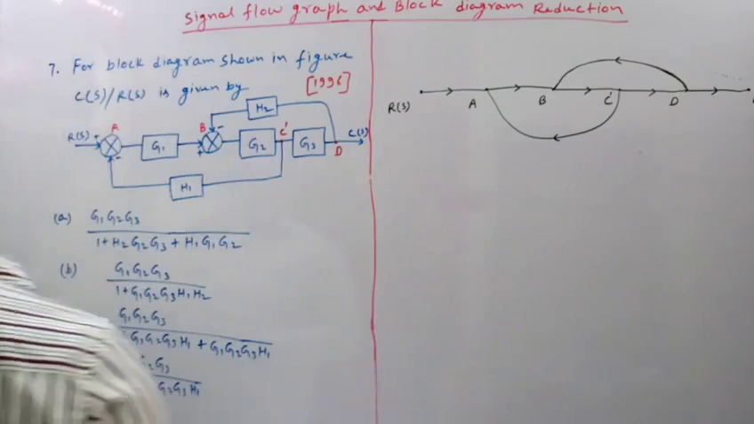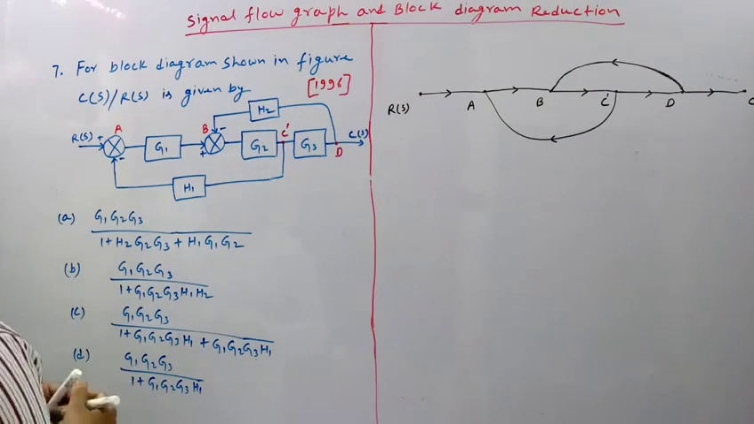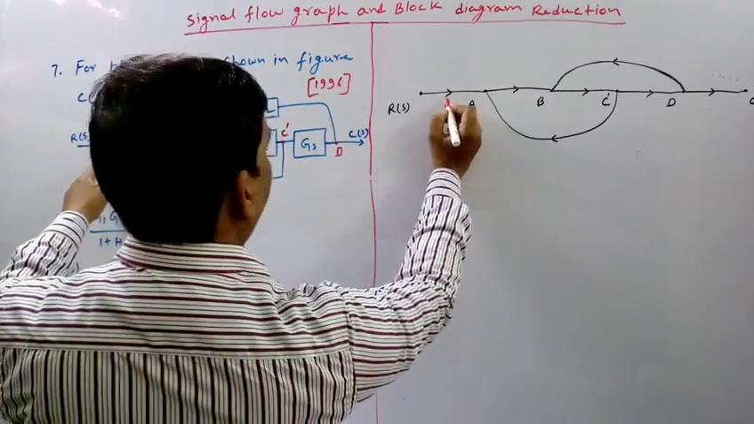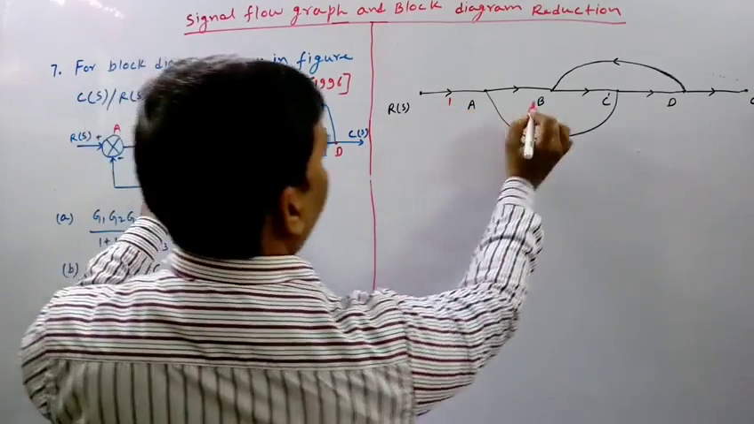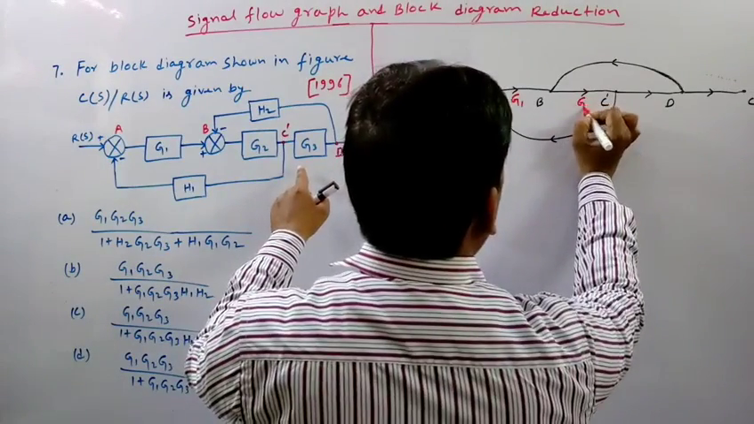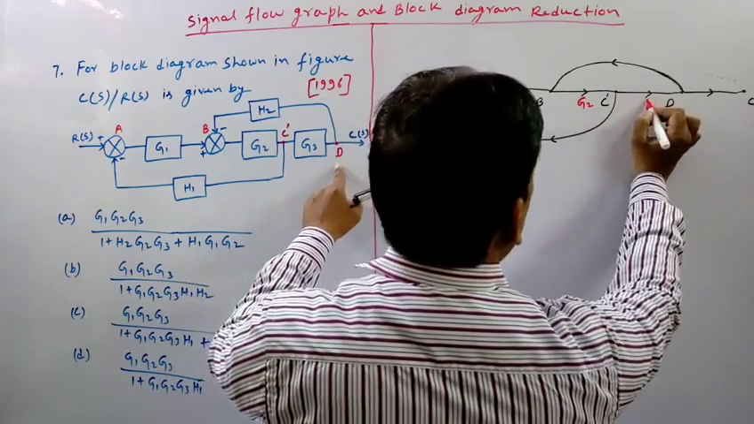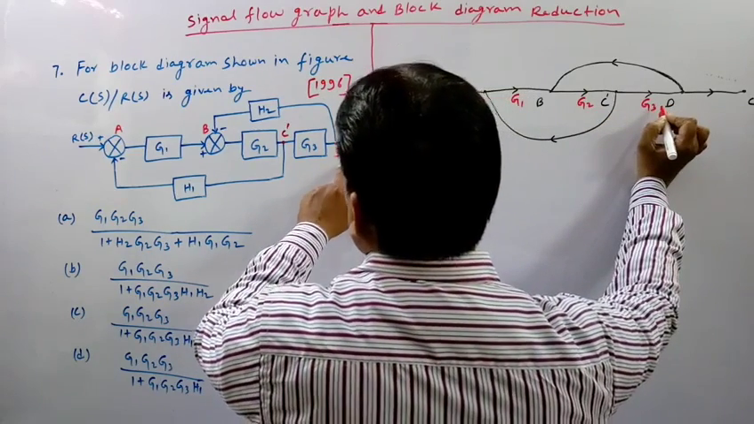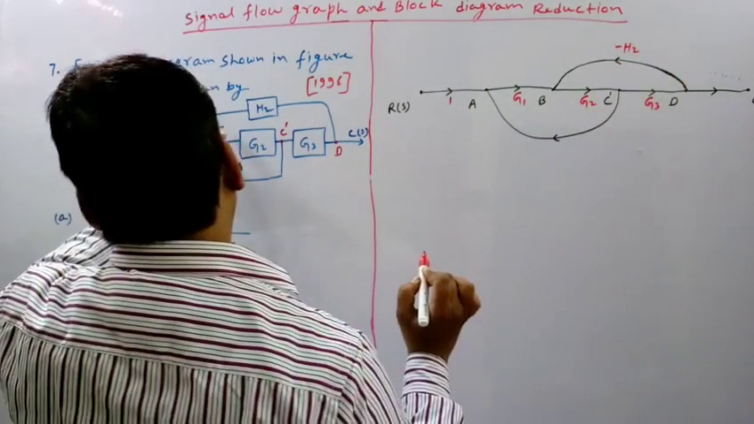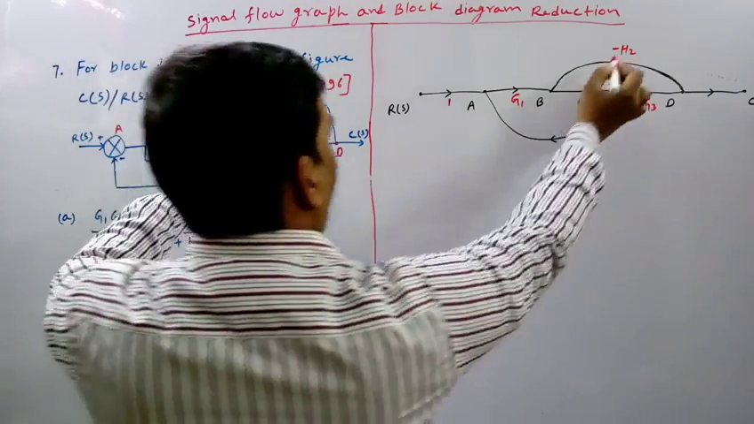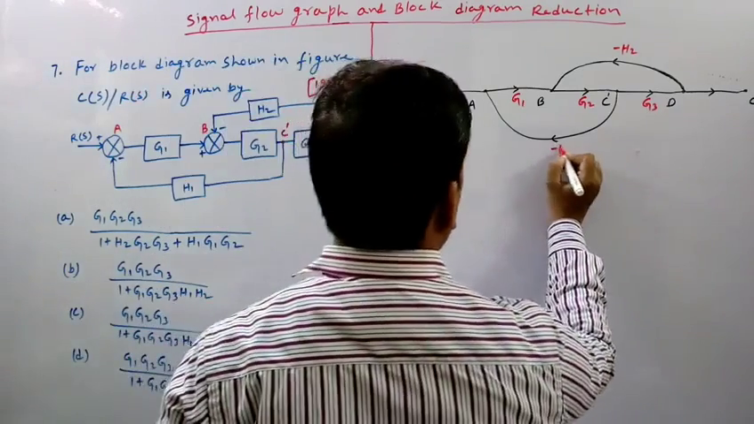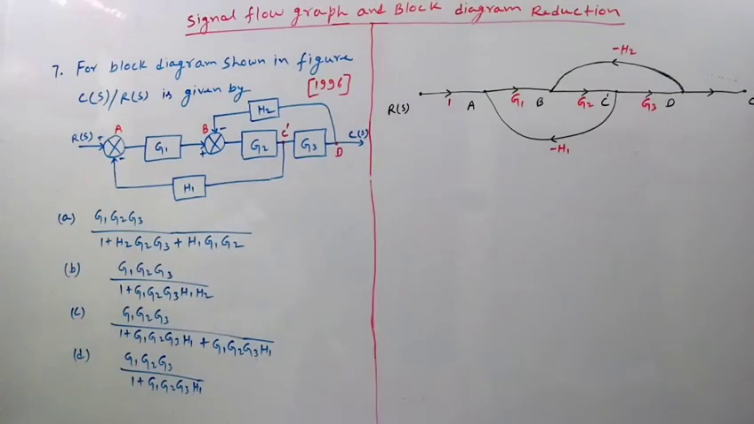Now let us denote the path gains of each branch. The branch gain between R and A will be 1. Between A and B will be G1. Between B and C dash will be G2. Between C dash and D will be G3. Between D and B will be minus H2, because here it is negative feedback, so we have to write minus H2. And from C dash to A we have to write minus H1. The reason is same, it is also negative feedback.